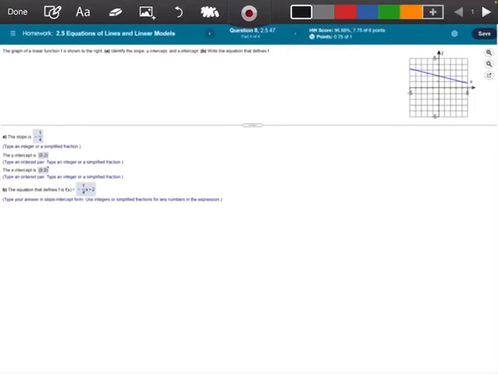All right, so guys, this is a problem. This is number 8 out of 2.5, and it says the graph of a linear function is shown to the right. Identify the slope, the y-intercept, and the x-intercept, and then write an equation that defines f. Okay, so the student was asking, how do I find the x-intercept? So this is how we're going to do it. Let's go ahead and answer their other questions.